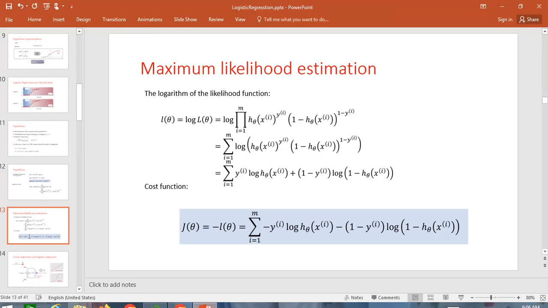When we are dealing with the multiplication of many numbers between 0 and 1, because the numbers are so small, we usually take the logarithm of it in mathematics. We no longer call the new function likelihood, but we call it log likelihood. Now we need to maximize this new function.